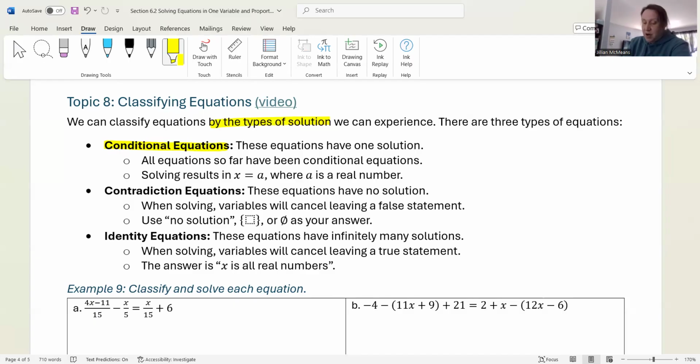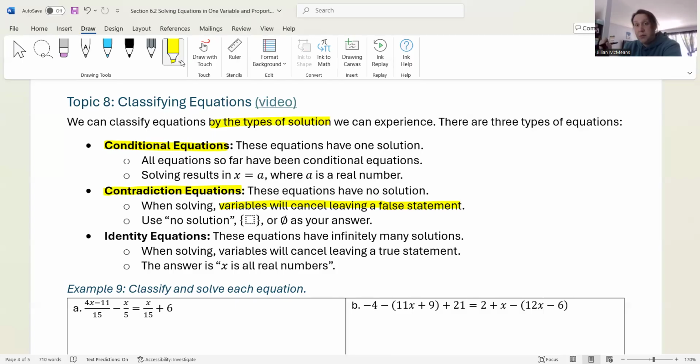Next up, we have a contradiction. Okay, so contradiction equations, I generally just call it a contradiction. So these equations have no solution at all. Okay, so when solving, the variables will cancel, leaving a false statement. And when you get a contradiction, the variables are going to cancel, leaving a statement that is not true, like 5 equals 7. That's certainly not true. And the way we would write our answer is we can write no solution. Okay, just write the words no solution.